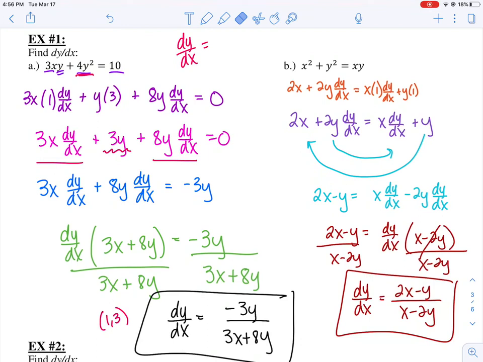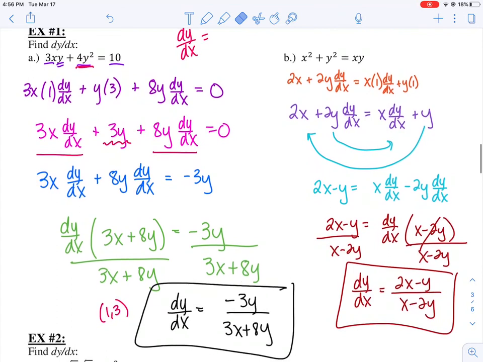All right, I know those are kind of complicated. Try those, practice those, and we'll do a few more examples in the next video for you.